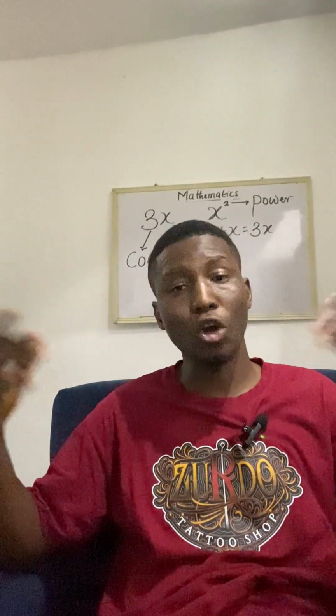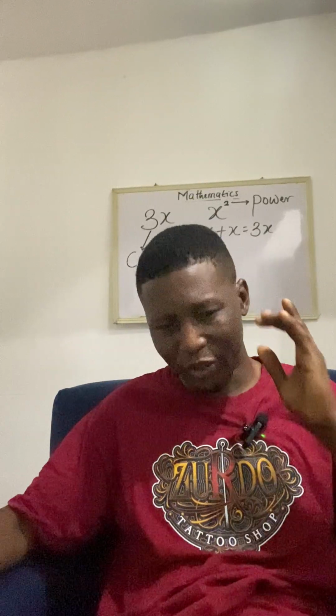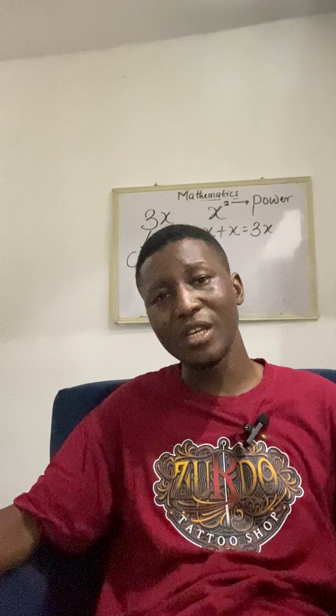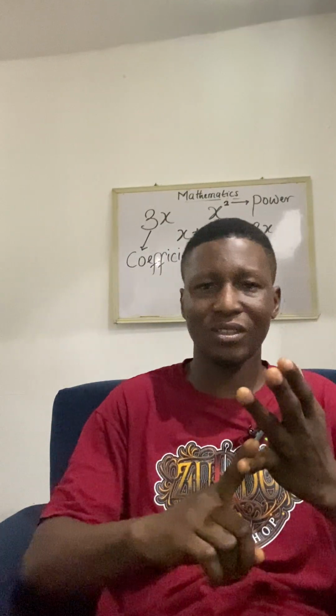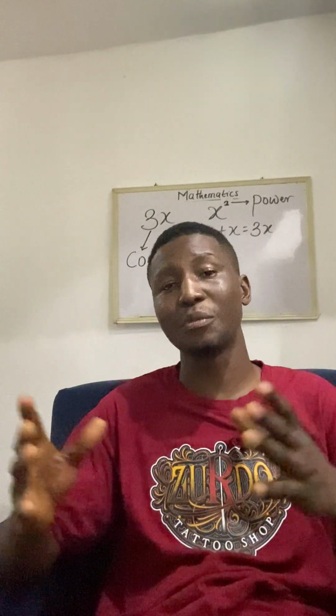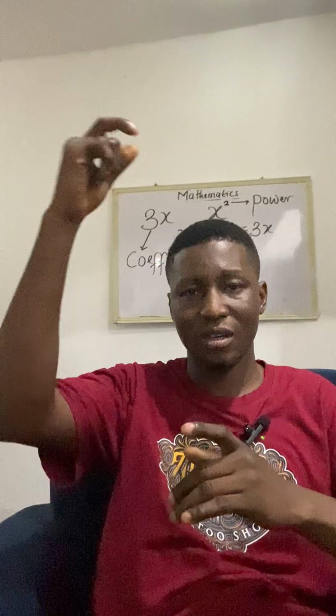Now, for the last time, when we add the same letter of the same degree, then we are going to have a coefficient. x plus x plus x plus x gives me 4x. Now, if I multiply it, x times x times x times x, that gives me x raised to power 4. I am only combining factors. So multiplication of the same letter gives me the power.